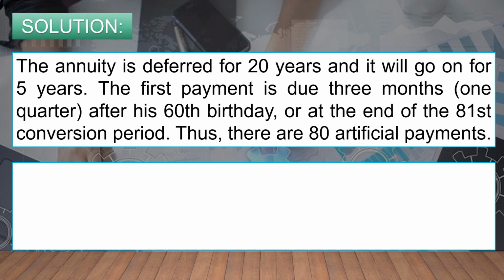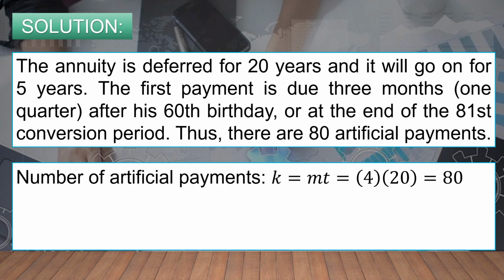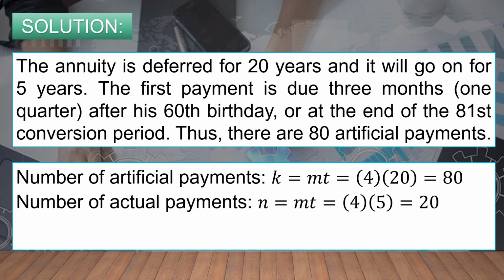first, the annuity is deferred for 20 years, and it will go on for 5 years. The first payment is due 3 months, that is 1 quarter, after his 60th birthday, or at the end of the 81st conversion period. Thus, there are 80 artificial payments. So the number of artificial payments, K, is equal to M times T, which is quarterly, 4 times 20, that is equivalent to 80. Now the number of actual payments, N, is equal to M times T, that is 4 times 5, that is equivalent to 20.